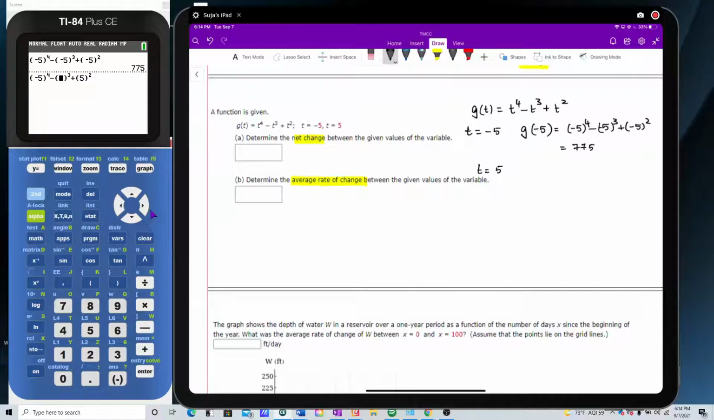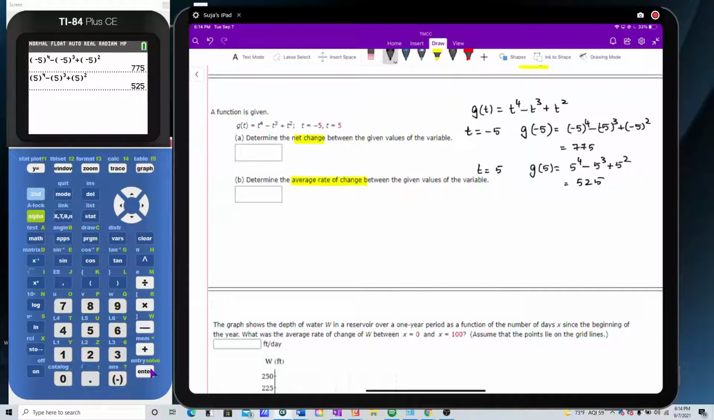Delete. Positive. So this would be g of 5 is 5 to the power of 4 minus 5 cubed plus 5 squared, which when found will give me 525.